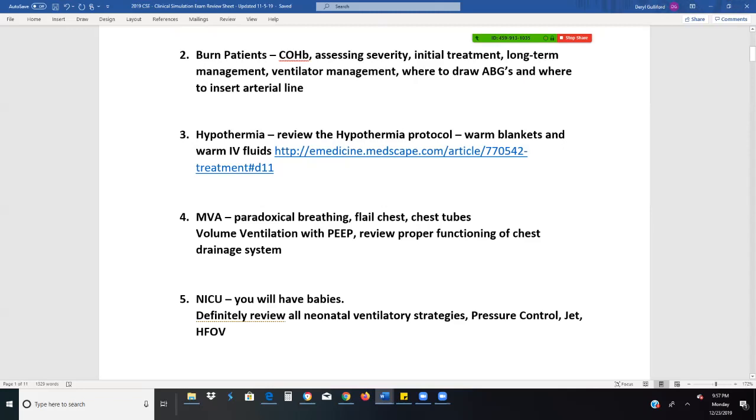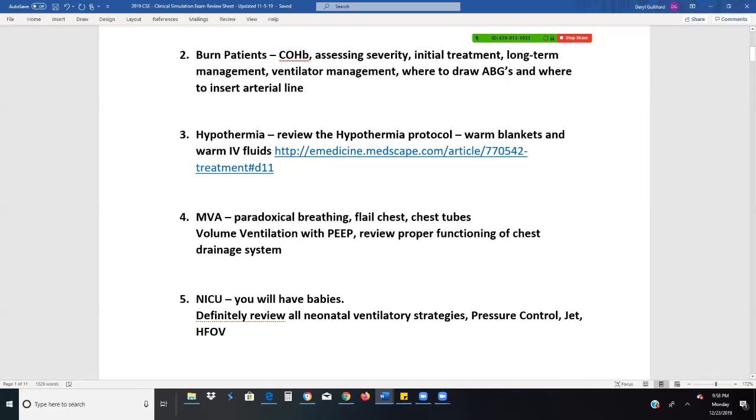Hypothermia, there's a very specific hypothermia protocol. Warm blankets, IV fluids, of course, but the details are covered here at Medscape, and it's a very excellent article. I don't have time to go over the entire article with you here. That would take up our whole session. But at any rate, definitely take a look at that. You'll be receiving this CSE review sheet, and take a look at that article from Medscape. Key, warm blankets, warm IV fluids.